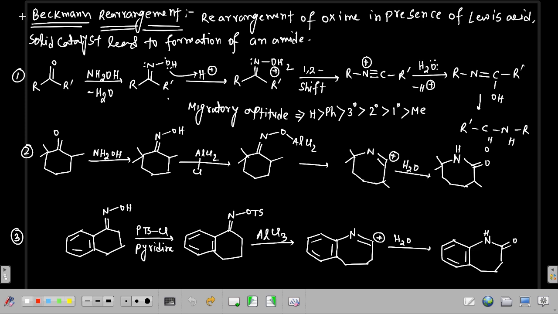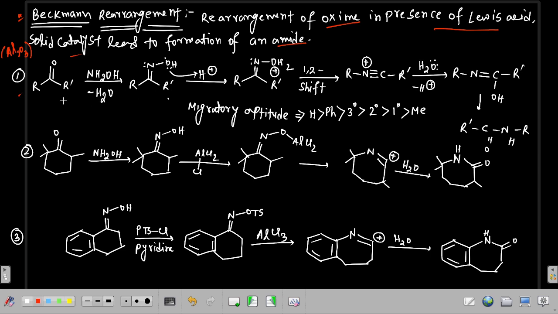Our next reaction is the Beckmann rearrangement reaction. This is a rearrangement of an oxime in the presence of a Lewis acid or solid catalyst like aluminum trioxide, etc., and it leads to the formation of an amide. So first we will see the reaction. First we will see the first example. This is the first example.